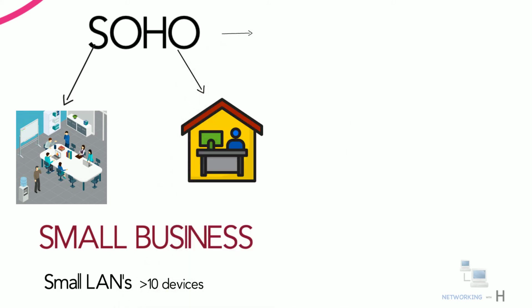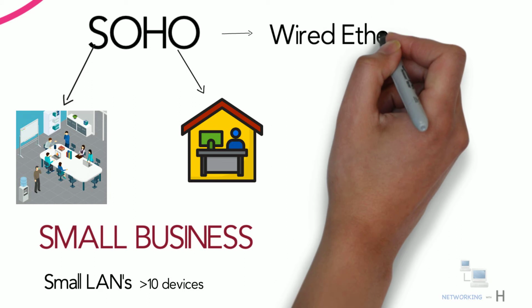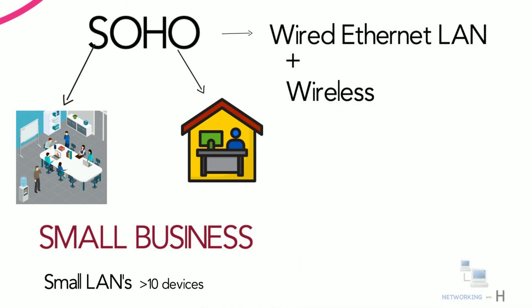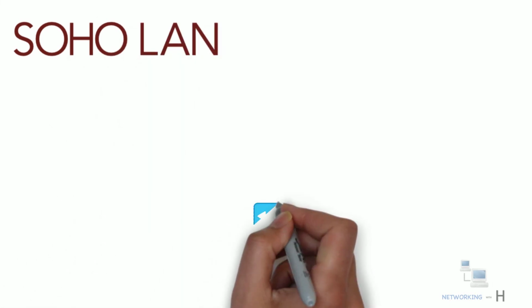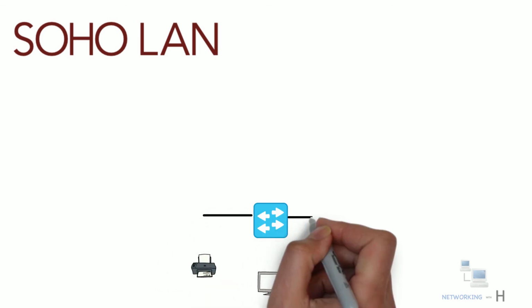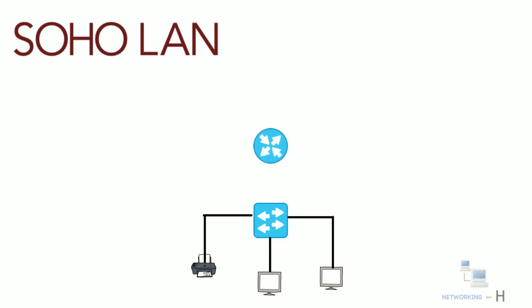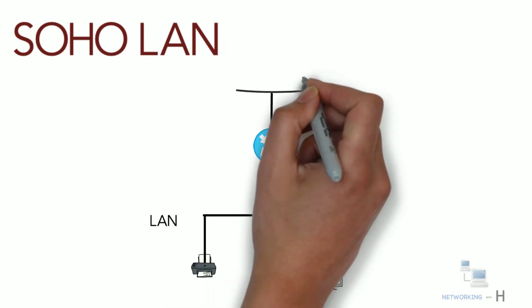A SOHO network can be a small wired Ethernet LAN or made of both wired and wireless nodes. In a typical small Ethernet only SOHO LAN, a device called an Ethernet LAN switch, which provides many physical ports into which cables can be connected from PCs, printers, and a network device such as router. The router connects the LAN to the WAN, in this case to the internet.